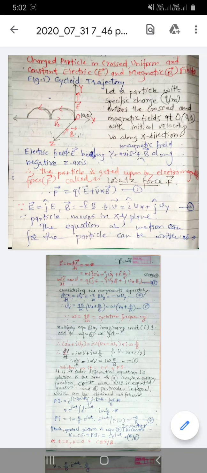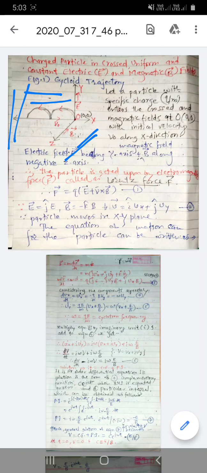Now the situation is different. What is the situation? The same charged particle is performing the motion in the presence of both the electric field E and magnetic field B. These two are mutually perpendicular to one another. Electric field E bar is applied along the y direction and magnetic field B bar is applied along the negative z direction. It is clearly shown in this present diagram.